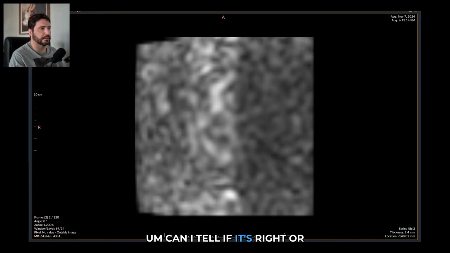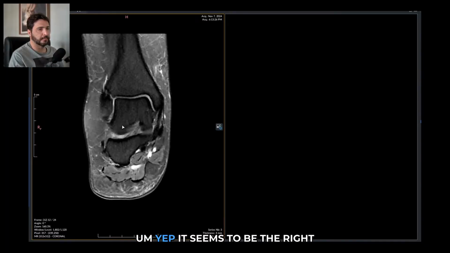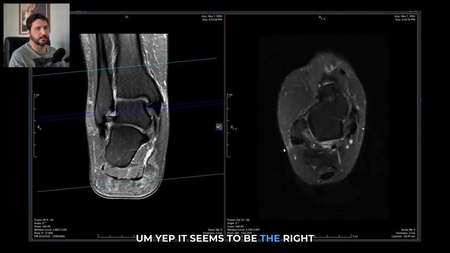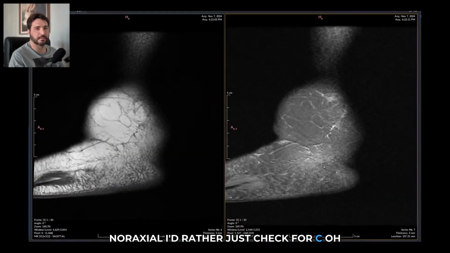Can I tell if it's right or left? This is the right ankle. It says here it's right ankle. You guys can't see, but I can. Yep, it seems to be the right ankle. I don't like to start with coronal nor axial. I'd rather just check to see.